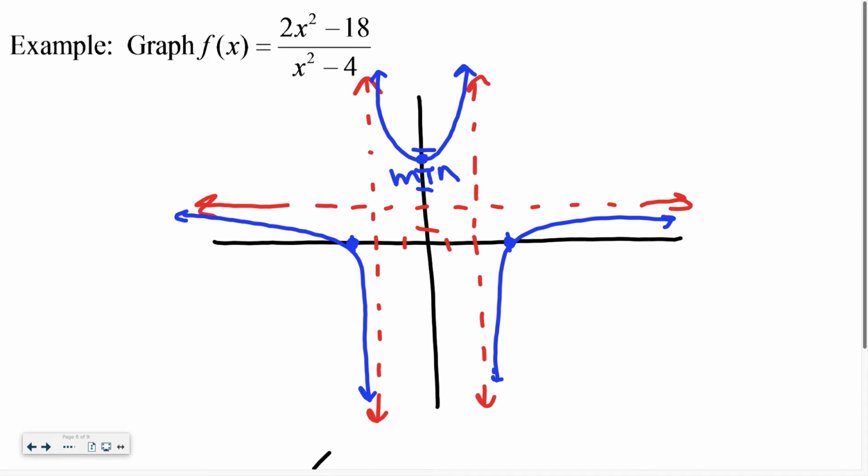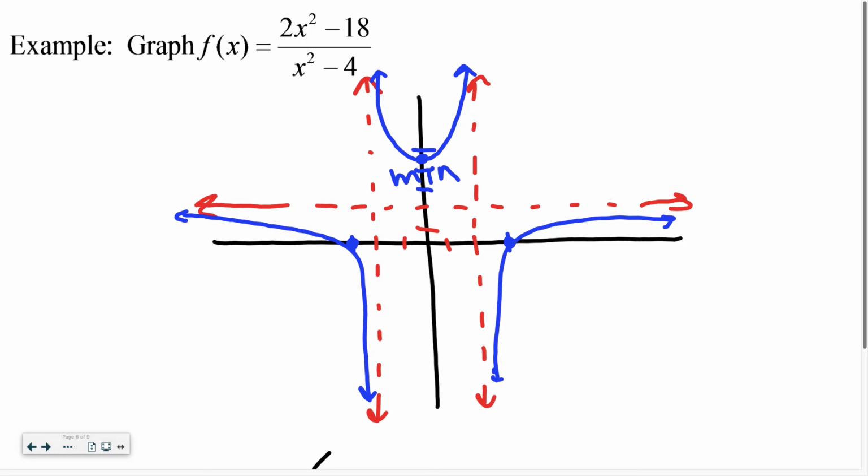This was our horizontal asymptote, y equals 2, like our end behavior. When we talked about end behavior, the limit towards infinity and negative infinity. And before you ask, yes, this would be something I would ask on a quiz or test.